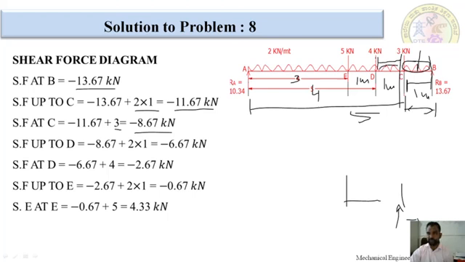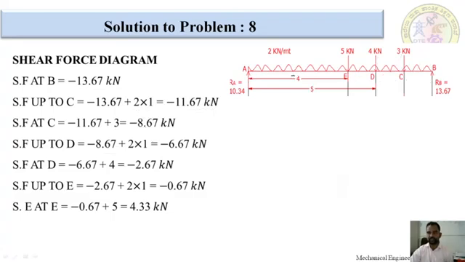This is also a UDL. We have to convert this into a point load, and this distance also we have to consider. This UDL is 2 kilonewton and this distance is 1 meter. Up to C point we got negative 8.67, plus 2 into 1 for UDL into point load. We will get negative 6.67 kilonewton. Up to here we have studied.